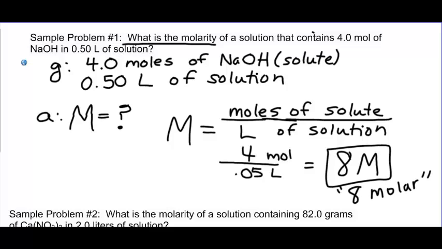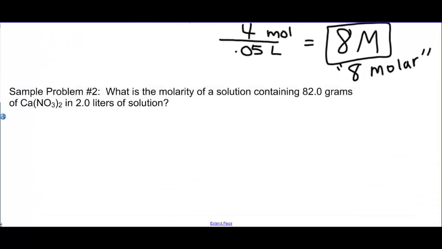Kind of like the teeth, right? We have an 8 molar solution of NaOH. Okay, that is its concentration. That's twice as concentrated as a 4 molar solution, right? And it's half as concentrated as a 16 molar solution. So molar is our concentration or our molarity. All right, pretty straightforward. Look at sample problem number 2.